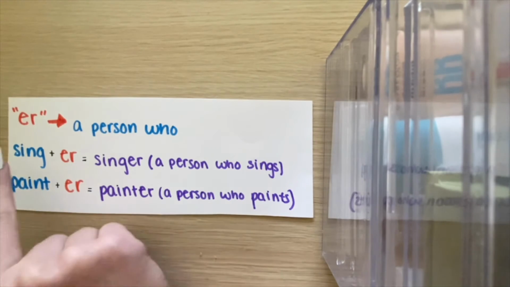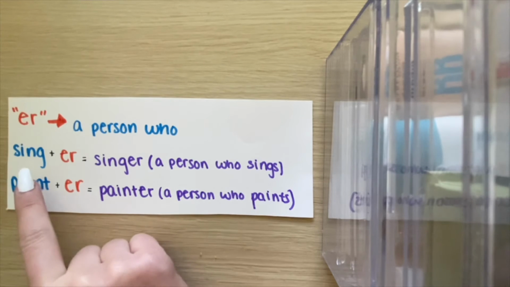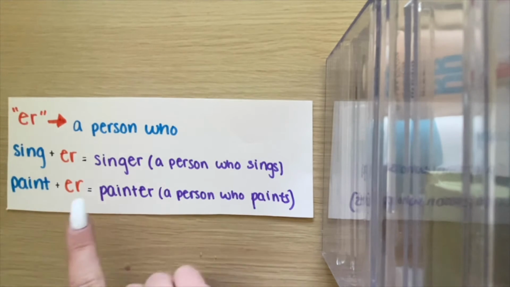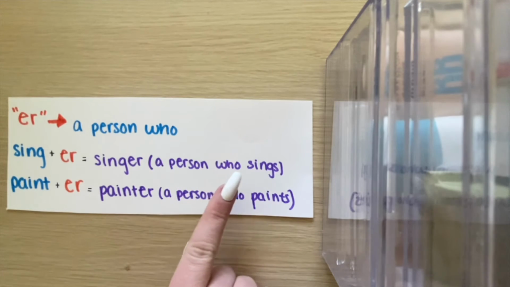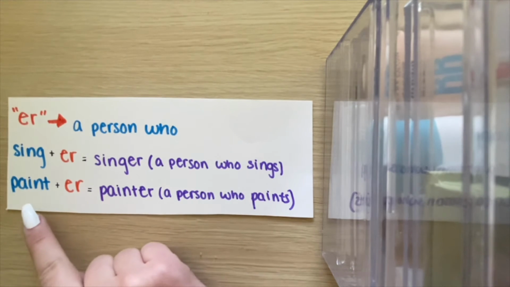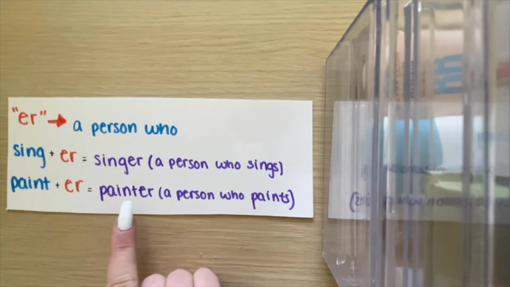Our next suffix is er, which means a person who. For example, if we had the word sing and added er to the end, we would have the new word of singer, which is a person who sings. Another example is paint. If we have the word paint and add er, we would have the new word of painter.